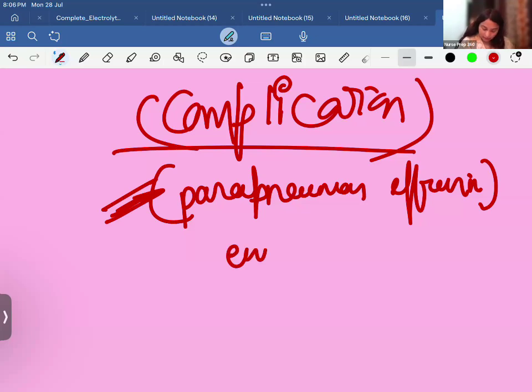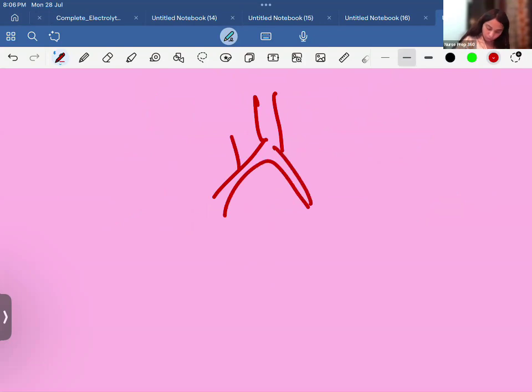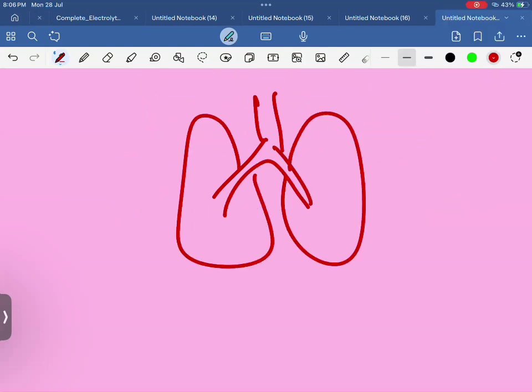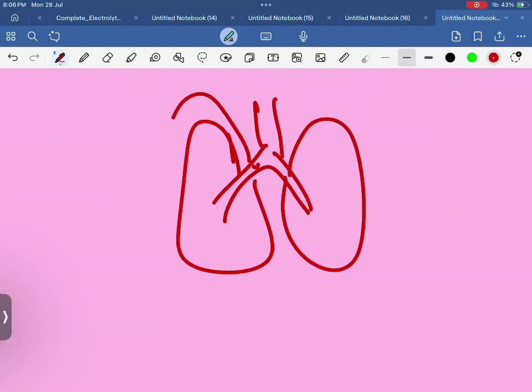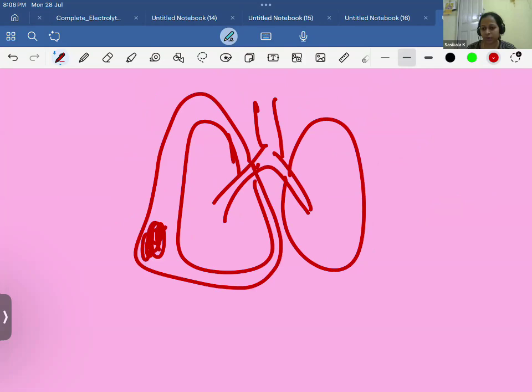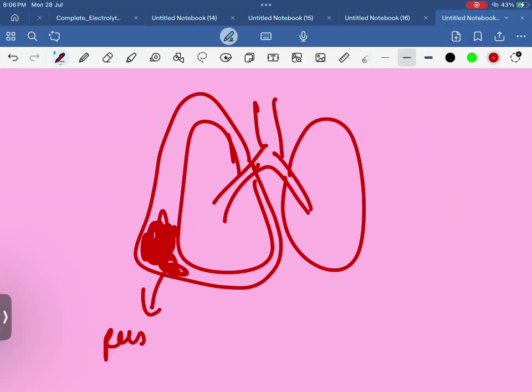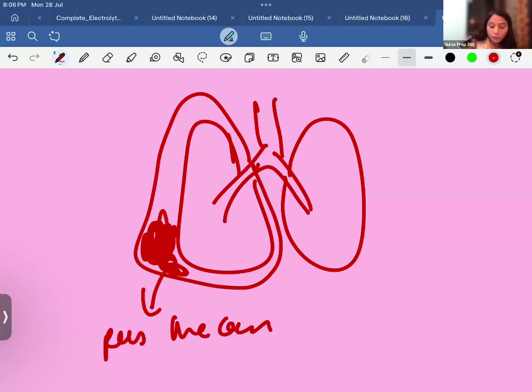Empyema means, just imagine this is my lungs and this is my pleural cavity. And when there is pus in the pleural cavity, very good, pus in the pleural cavity is called empyema. Okay. Then you can also have lung abscesses.